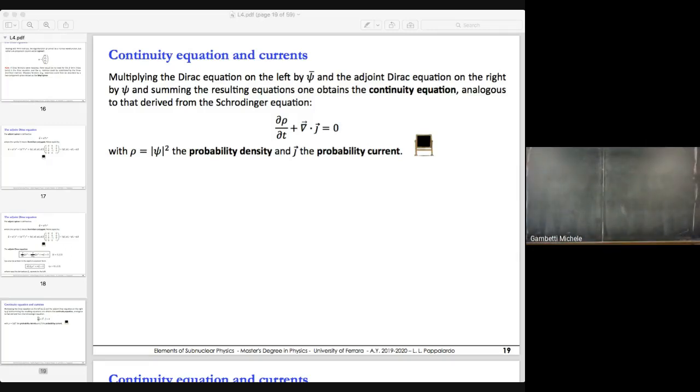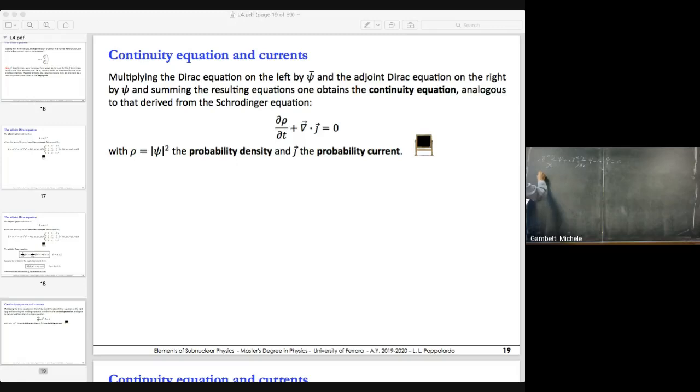So we start from the ordinary Dirac equation. Our starting point is always the same: i gamma^0 ∂_t psi plus i gamma^k ∂_xk psi minus m psi equals 0. Okay? And now we multiply this equation on the left by the adjoint spinor.